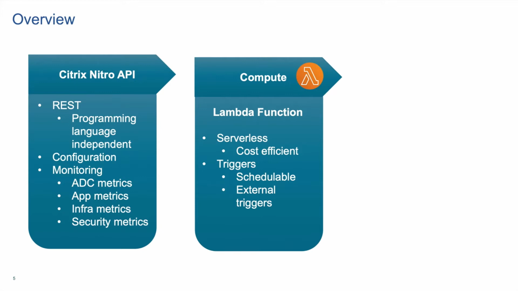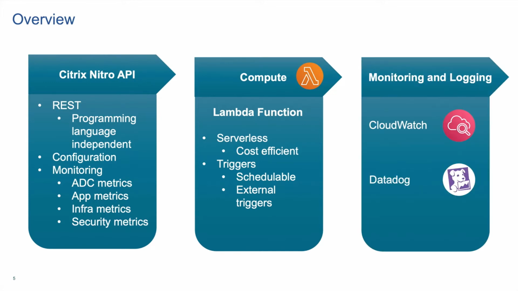For compute, we use a serverless solution where we have a Python script running in an AWS Lambda function. Since it's serverless, it's very cost efficient and it also eliminates the need to have a dedicated compute. And this Lambda function is triggered at specific intervals. So we have a schedulable trigger configured which can be modified based on the user needs. Apart from these schedulable triggers, we also have external triggers if the user needs.